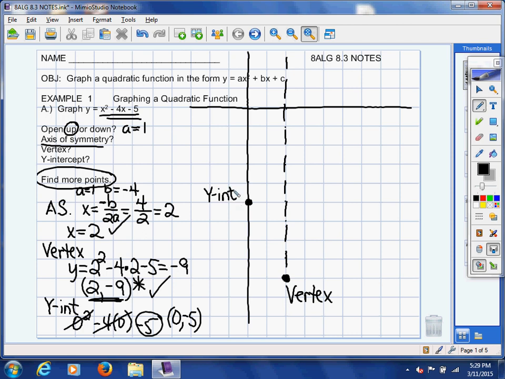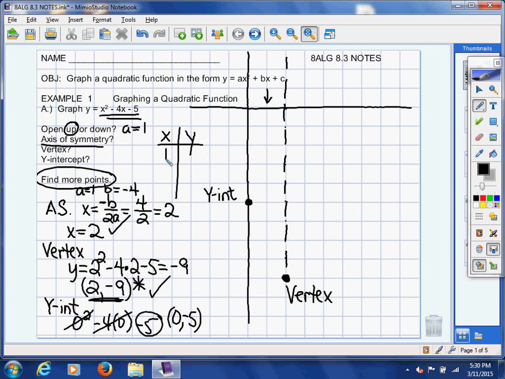Okay, so normally on this type of graph, I would like to see 5 points on a parabola, just as a teacher. It shows trend, and we want to be very deliberate in what we show. So I already know 0, -5, and I know 2, -9. What I didn't know is, what if I plugged in a +1 for my x? So I'm going to make a little xy chart, and I'm going to plug in +1.